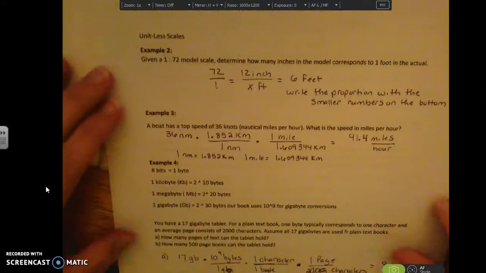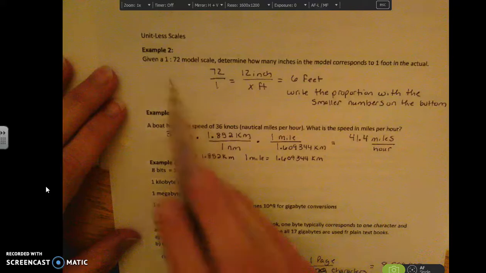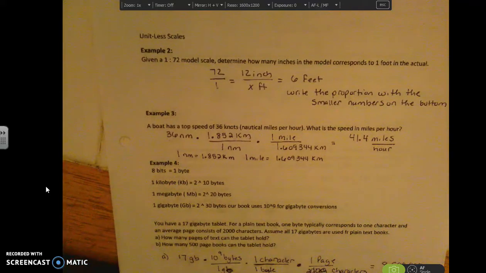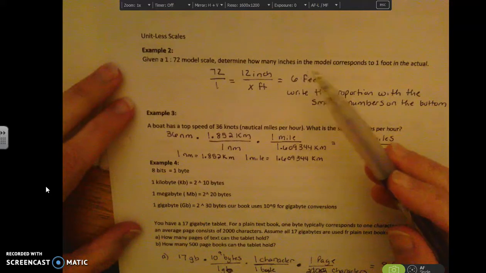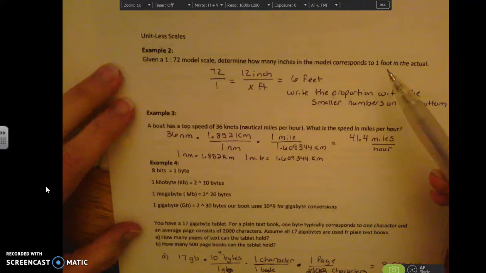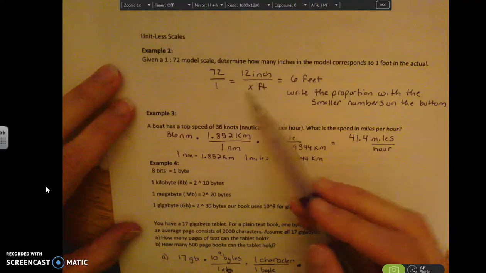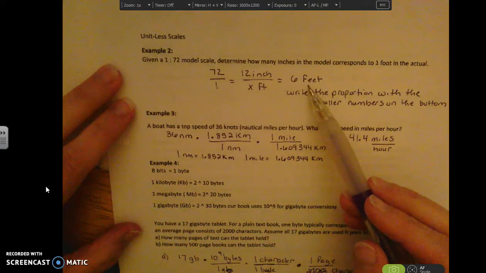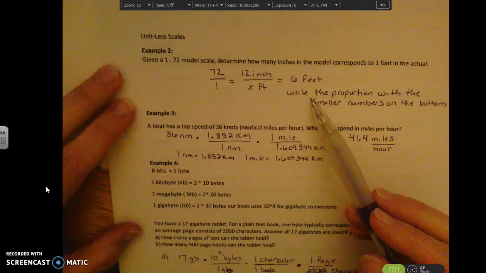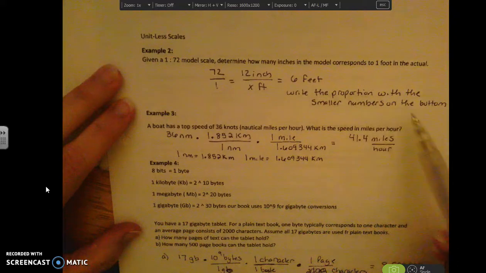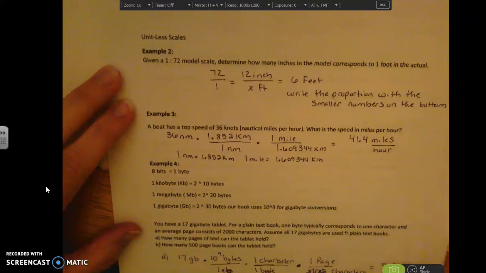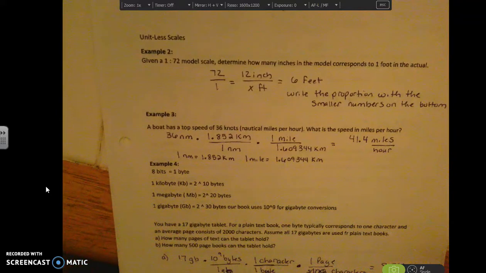So here's another one. We have a scale model. It's 1 to 72. So it's unitless, meaning it could depend on a bunch of things, like if I wanted to convert to feet or if I wanted to convert to inches. So determine how many inches in the model corresponds to 1 foot in the actual. So we set it up with 12 inches over x feet, and we cross multiply and we get 6 feet. It says always write the proportion with a smaller number on the bottom. So that's what we did in this case, and we're converting it using that.